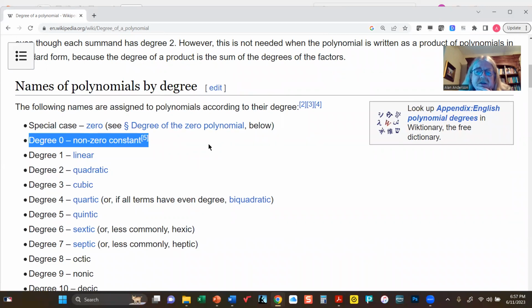Oh, also, by the way, a constant is considered to be a polynomial of degree 0. Okay, if you want to be super technical about it, because what is a constant? A constant is a number that you could think of as being multiplied by x to the 0 power, because x to the 0 power is just 1. So that actually qualifies as a very special polynomial, a polynomial of degree 0.